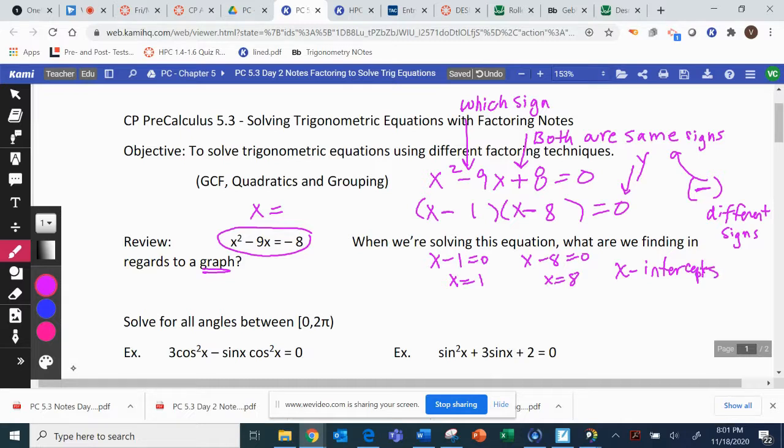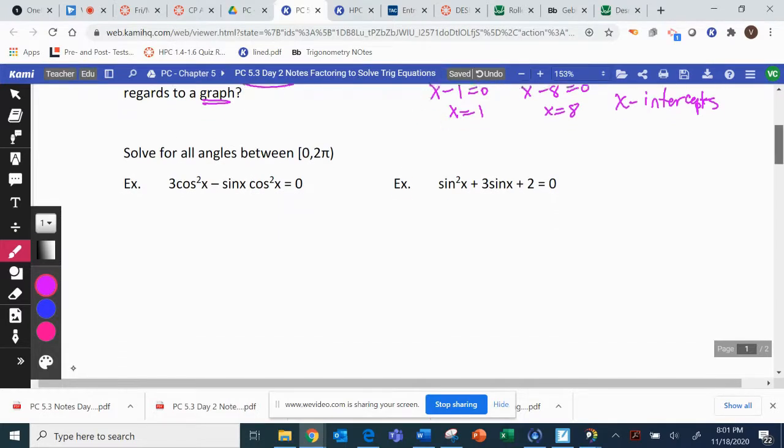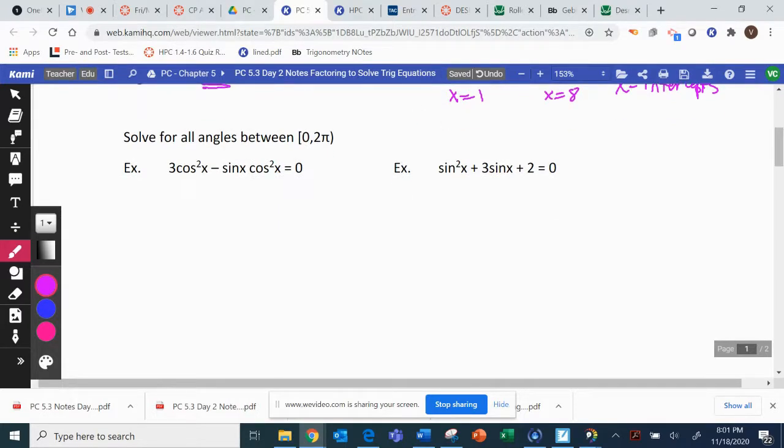Now I go over that because while we're solving these crazy looking equations, you can use Desmos to check your answers by looking at the x-intercepts, make sure that you're doing it right. All right, so we're going to think about factoring. We always want to look to see if there's a greatest common factor first. That's always the first step.